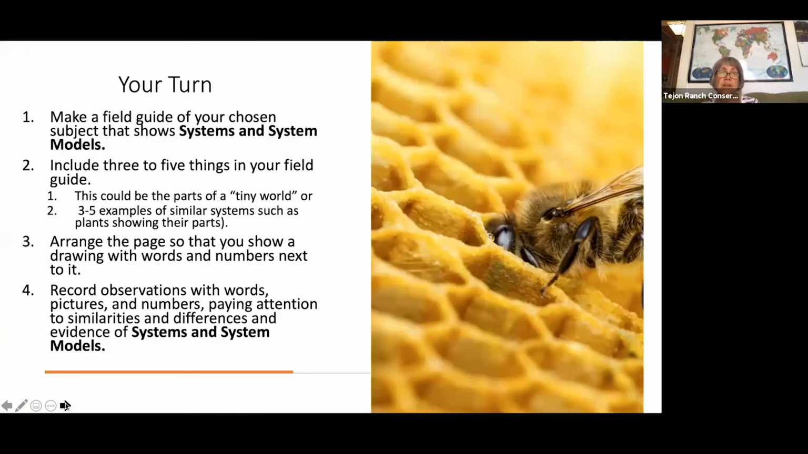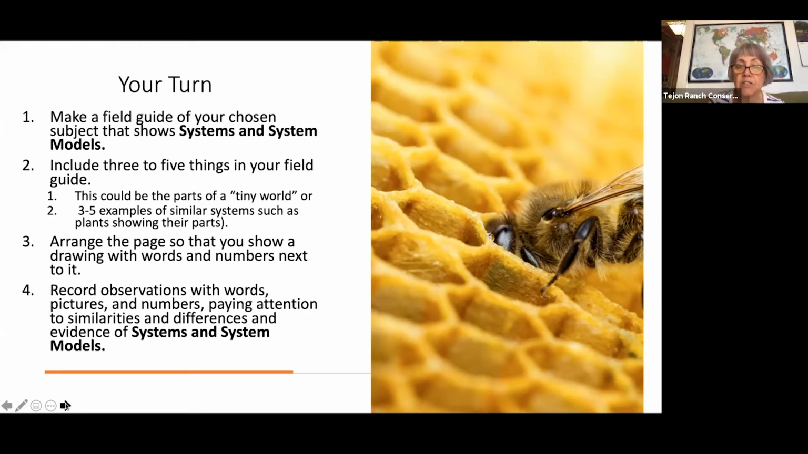Now, it's your turn to come up with a system that you want to study and make a field guide. You want to focus on systems and system models. Include 3 to 5 things in your guide. In this, it can be parts of a tiny world, or it can be 3 to 5 examples of something similar, such as maybe you're looking at the different parts of different plants.